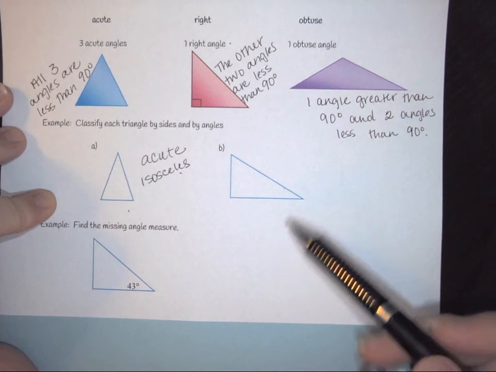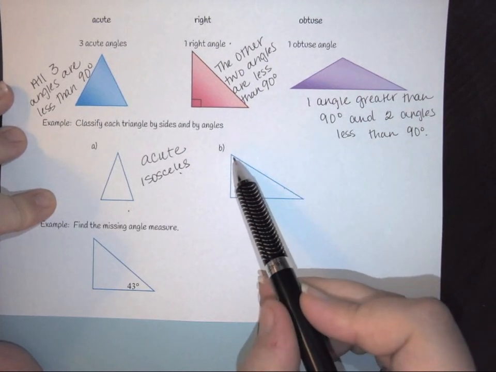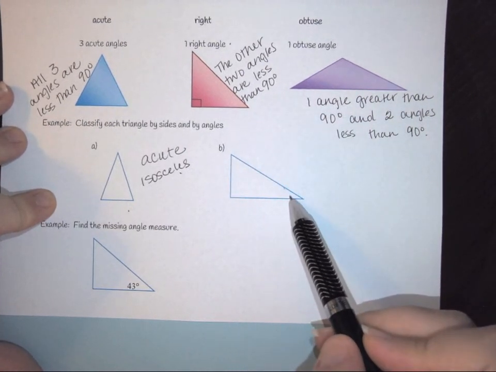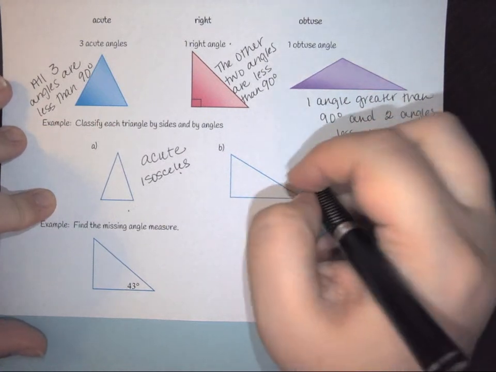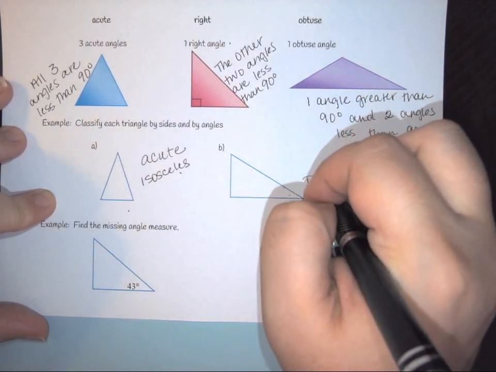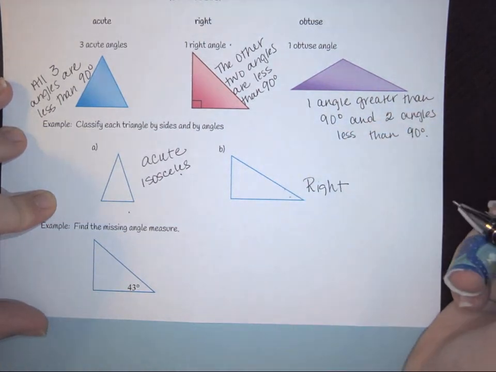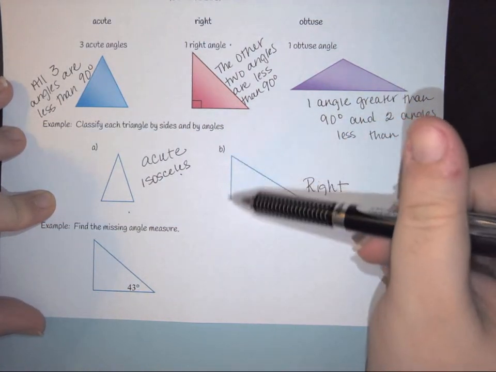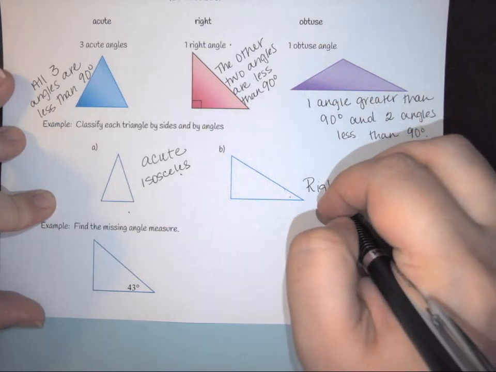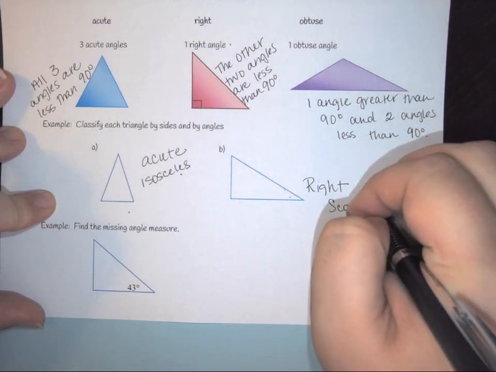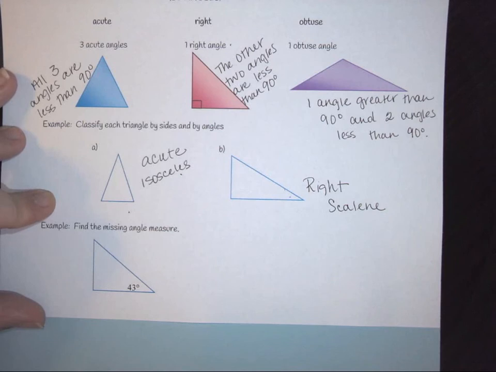Looking at the second example, again, if you look by angle, I have two angles here that are clearly less than 90, but this third looks like 90. Therefore, I would classify this as a right triangle. And then if you look at all three of these sides, they all appear to be completely different, making this scalene.